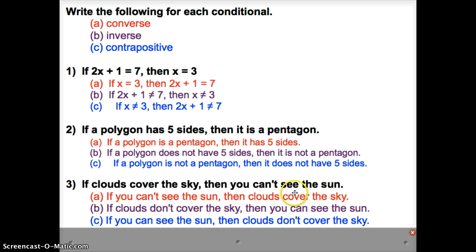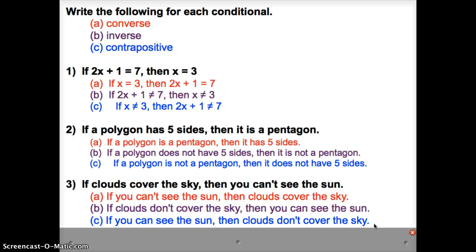This may be the best example of how the converse and inverse may not necessarily be true, but together they are logically equivalent. If we know that the given is true, if the clouds cover the sky, then you can't see the sun, then we also know that part C, if you can see the sun, then the clouds don't cover the sky. The only example for that might be like if you're on television or something like that.